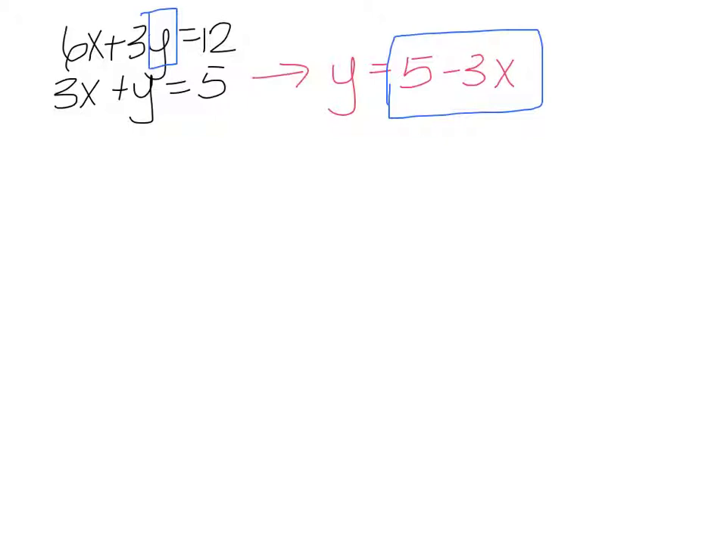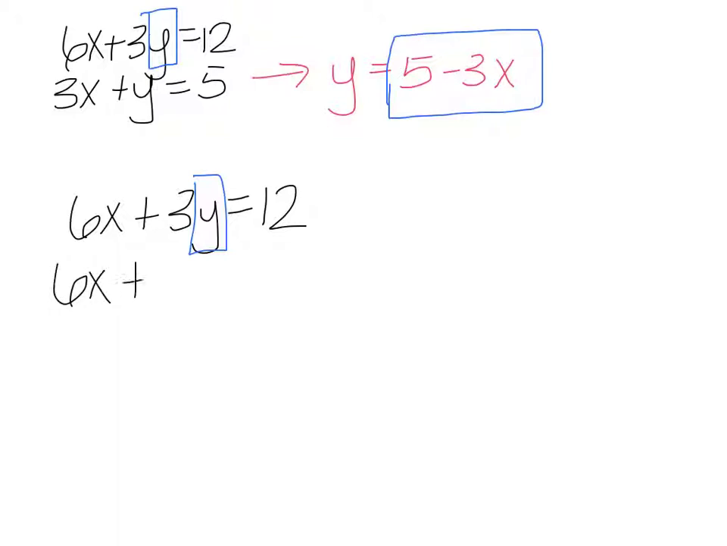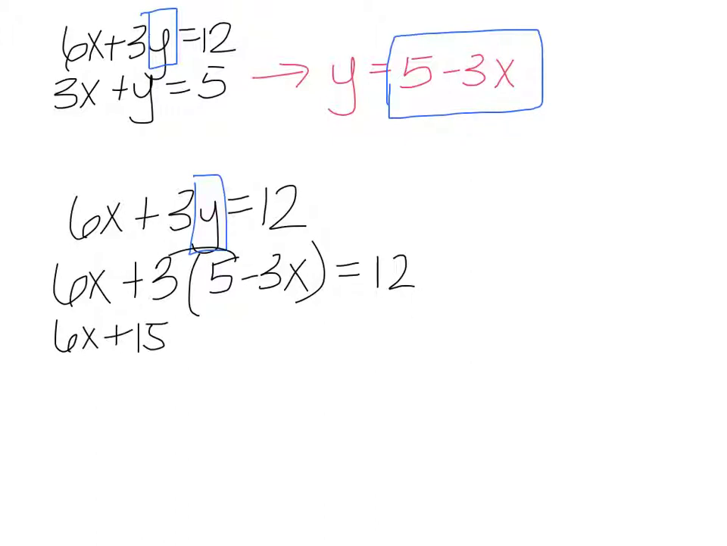So I'm going to take that top equation, 6x plus 3y equals 12, but I'm going to take out the y, and I'm going to plug in the 5 minus 3x. So 6x plus 3, parentheses, 5 minus 3x, and then equals 12 is still there. Then I'm going to distribute and solve it. Okay, so I've got 6x plus 15 minus 9x equals 12.